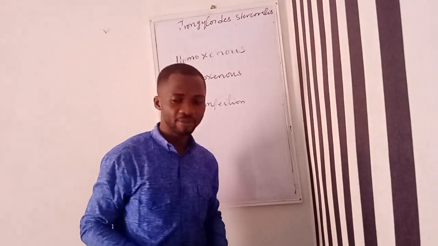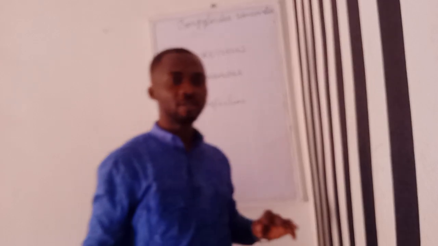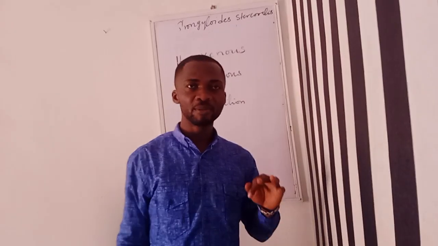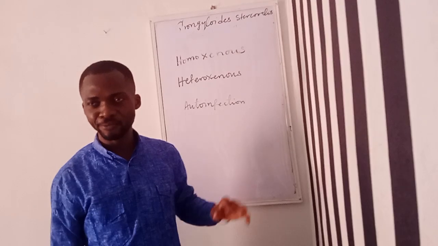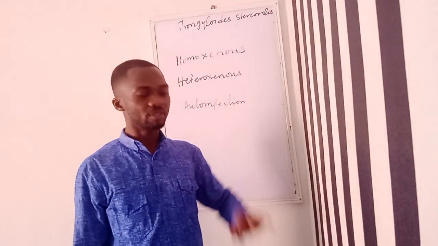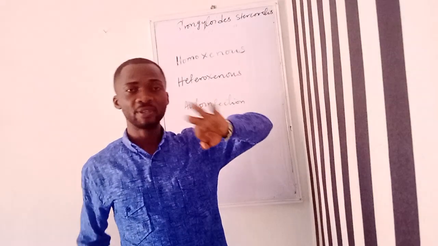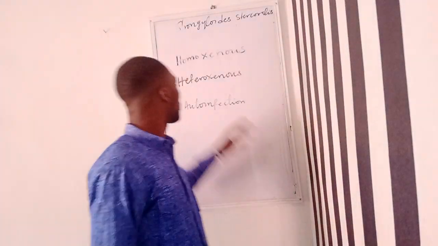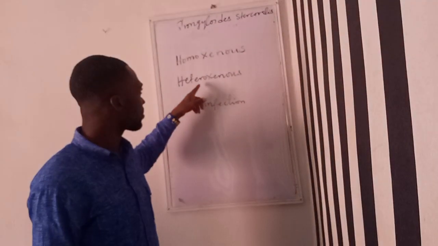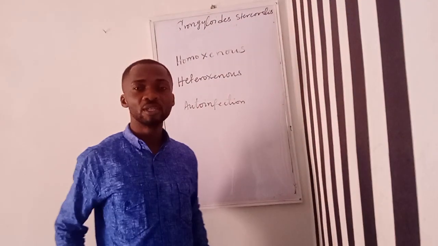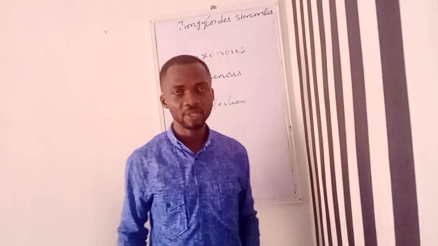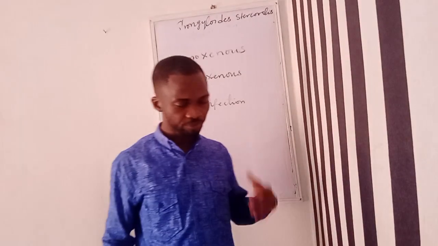So we have 3 different phases in the life cycle of Strongyloides stercoralis. As a matter of fact, this parasite has a very complex life cycle. We have the first one, which is called the homogeneous life cycle. Then it has the second one, which is called the heterogeneous life cycle. Then it has what is called the auto-infection. And I want to explain it one after the other.